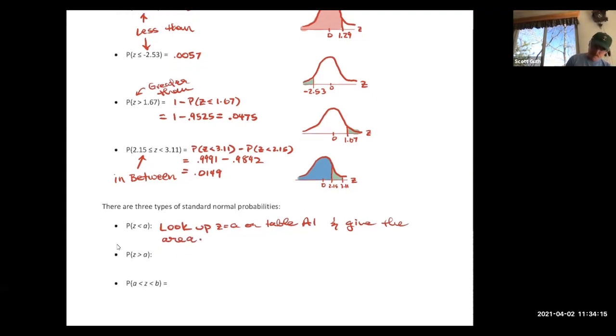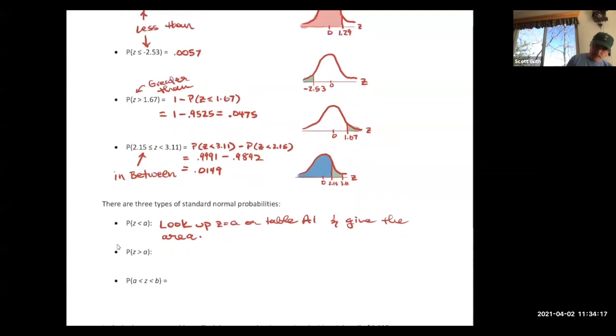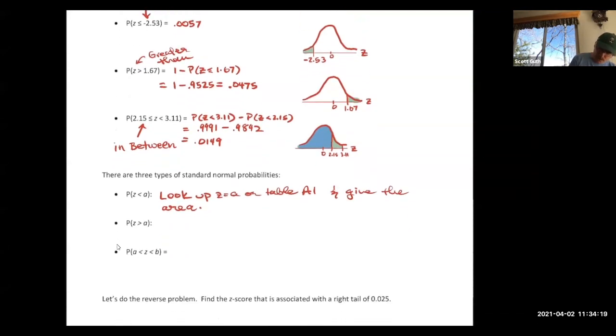Okay. For the probability that Z is greater than A, that's when we use the rule of complements. We look up Z equals A on table A1 and give 1 minus the area. Okay.